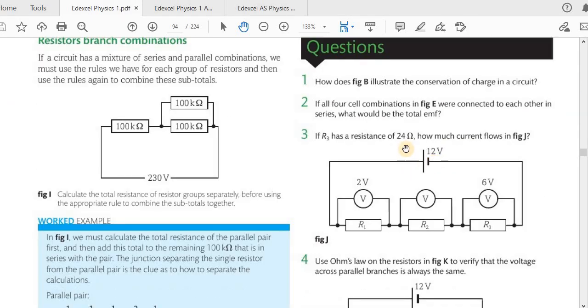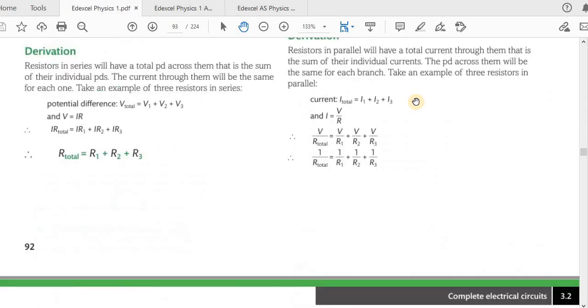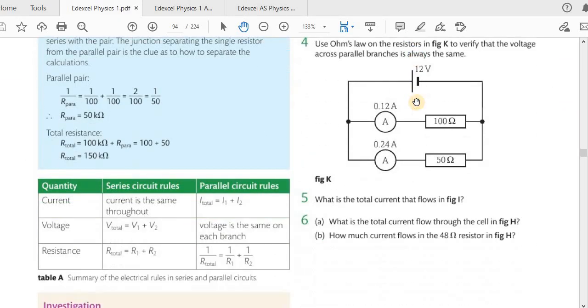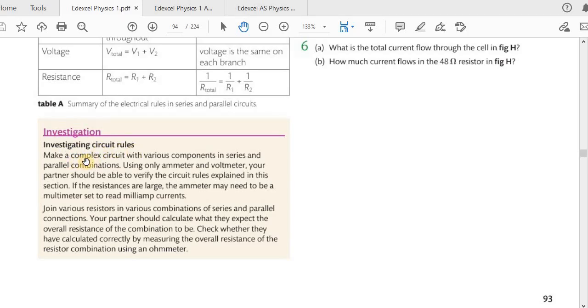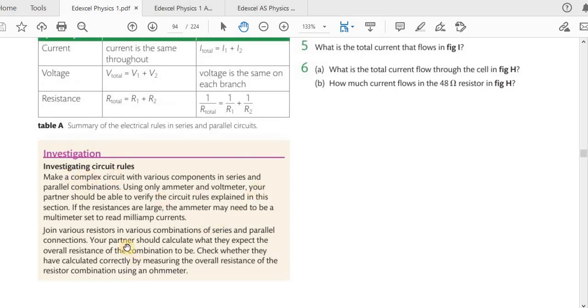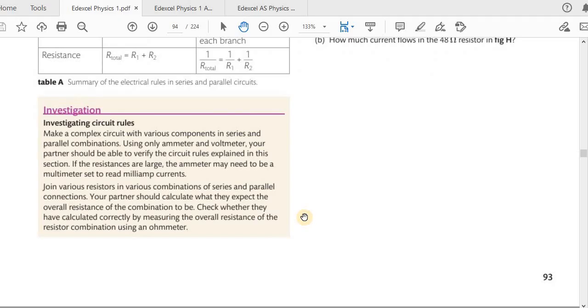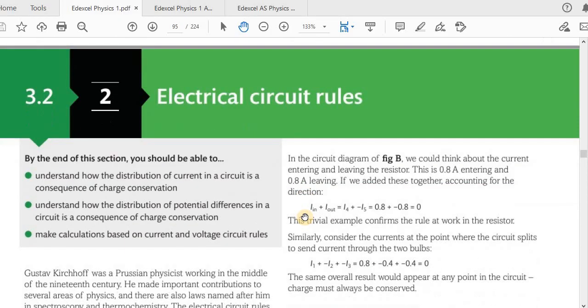Okay, so I think that's the end of part 1. Make sure you answer all these questions here and check the answers in the answer script. That is very important that you do that. There is just one more here, investigating circuit rules. Make a complex circuit with various components. You can do this in the lab. You can note these things down so that we can do them in the physics lab afterwards, after the pandemic. Okay, next we will see electrical circuit rules.